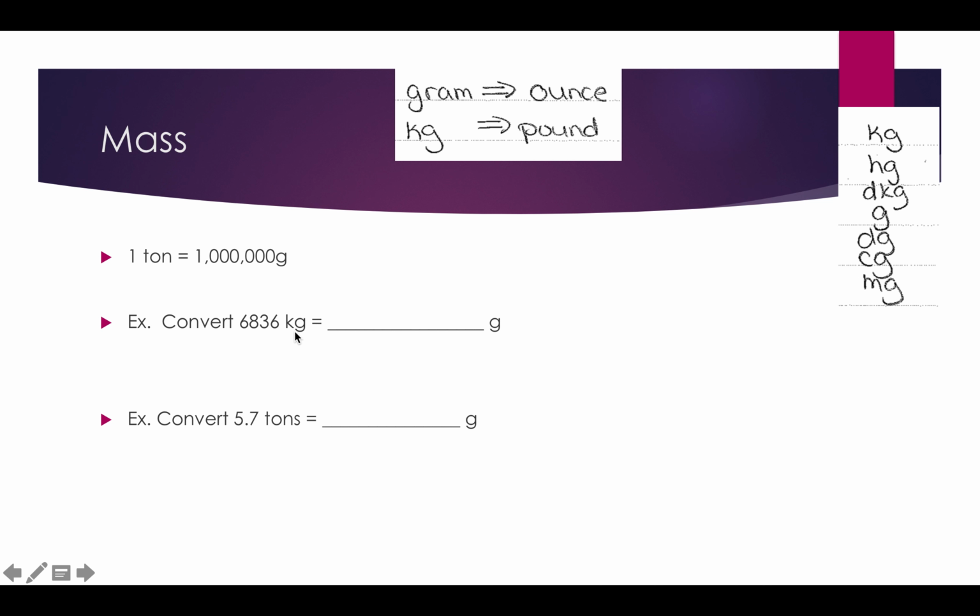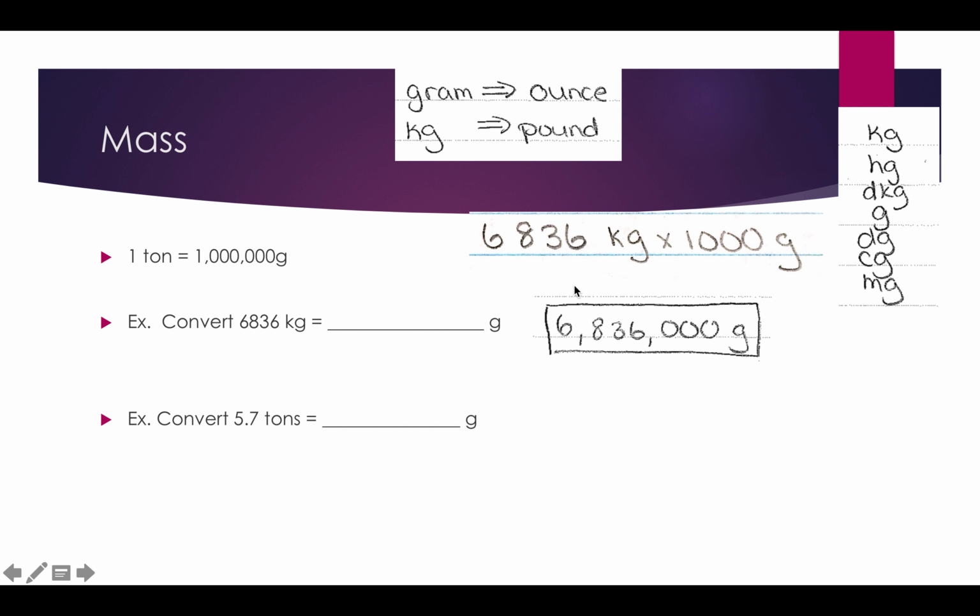So I have kilograms. I'm going to go to grams. So I'm going from big to small. So I'm going to multiply. Take my kilograms. I'm going to multiply by 1,000. Because there are 10, 100, 1,000 grams in a kilogram. And I'm going to get my answer of 6,836,000 grams.